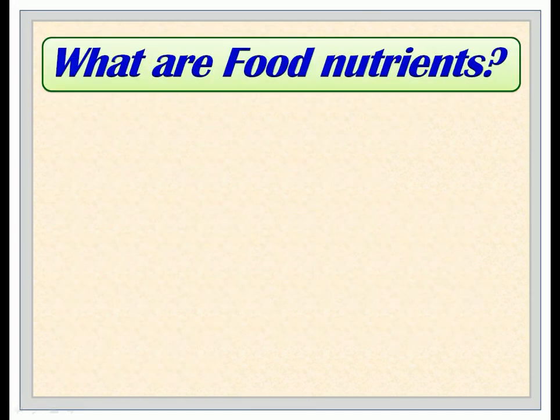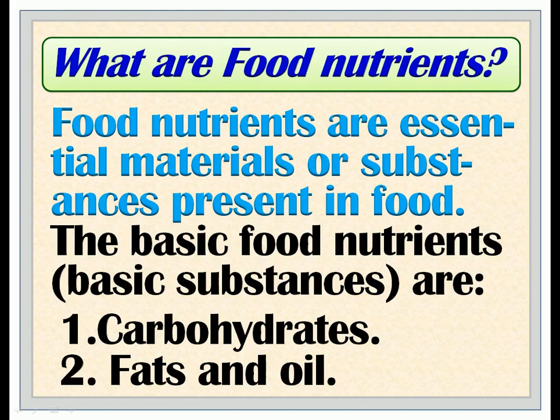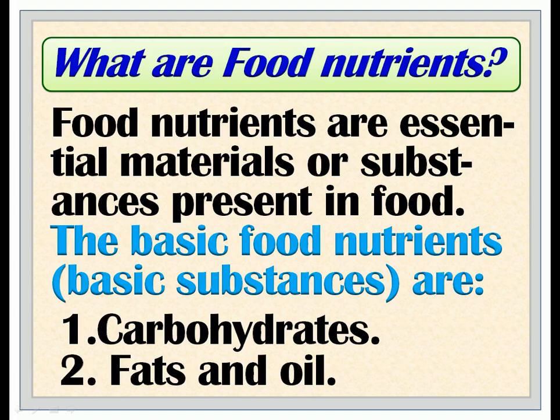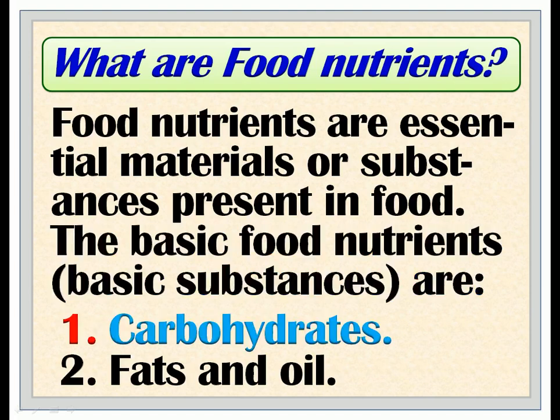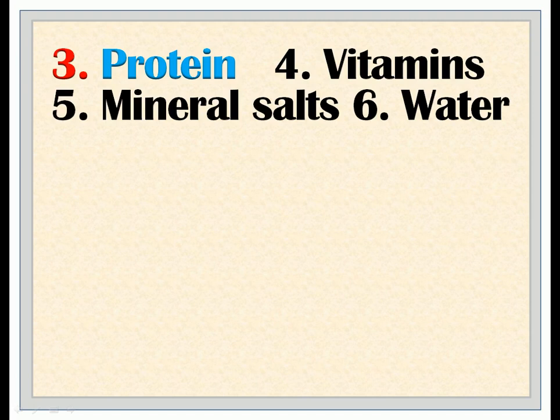What are food nutrients? Food nutrients are essential materials or substances present in food. The basic food nutrients are 1. Carbohydrates. 2. Fats and oil. 3. Protein. 4. Vitamins. 5. Mineral salts. 6. Water.